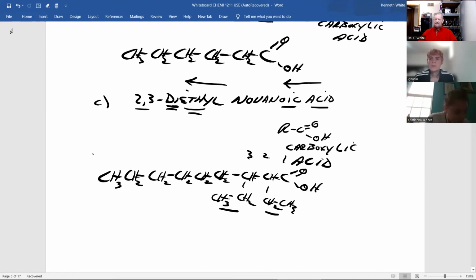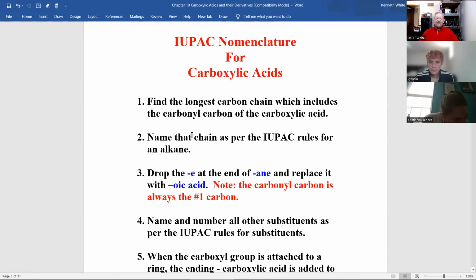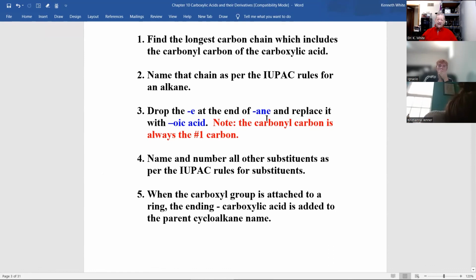Everybody finish? And if you notice, I just went through this: find the longest carbon chain that includes the carbonyl carbon of the carboxylic acid. Name that as an alkane. You drop the E at the end of the alkane, notice I got colorful on my slide, and add OIC and the word acid. The carbonyl carbon is always number 1, and name and number all the substituents as per what we've always done.